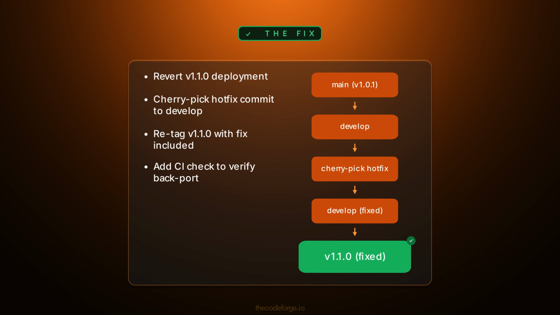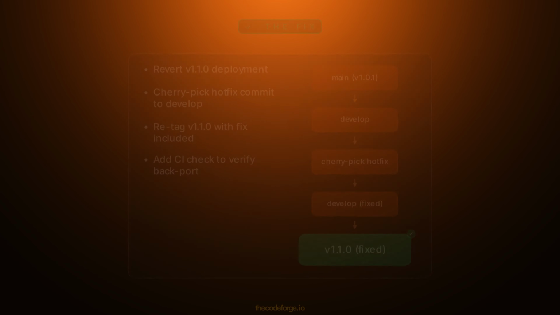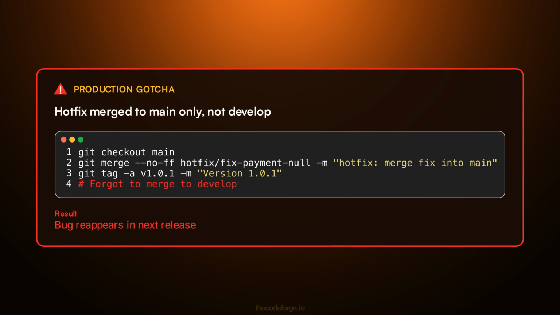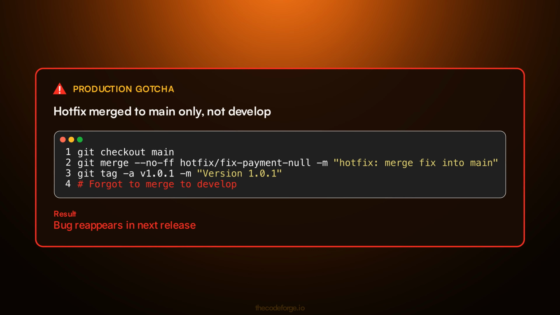To prevent recurrence, a CI check was added that verifies hotfix commits appear in both main and develop after the hotfix branch is deleted. This is the exact mistake from the incident. The developer merged the hotfix to main and tagged it, but never switched to develop and merged the same fix. As a result, develop remained buggy, and the next release from develop reintroduced the same null pointer error.